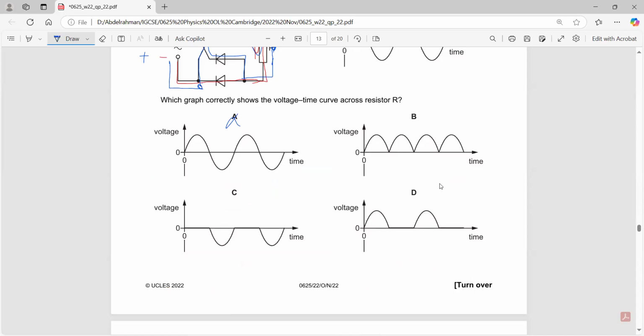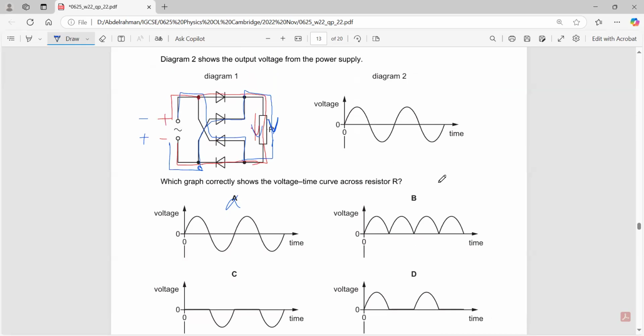Could it be C or D? C is both negative and D is both positive. Well, they could be right, but they are wrong. Why? Because the current hasn't stopped. It did, in fact, pass through R in both cases, so C and D are wrong. Okay, it should be B. Why? Because it's passing through R in the same direction.